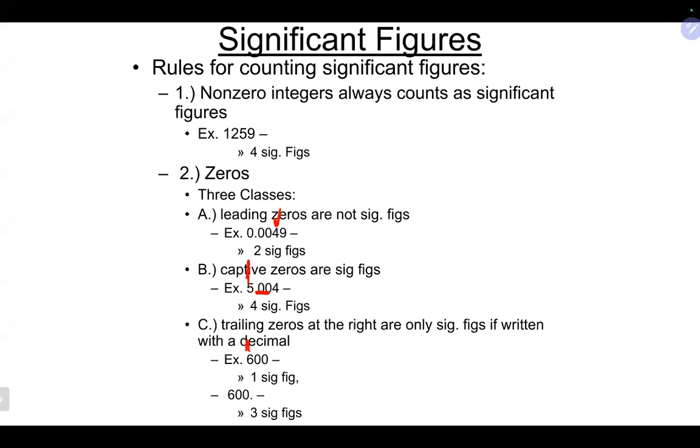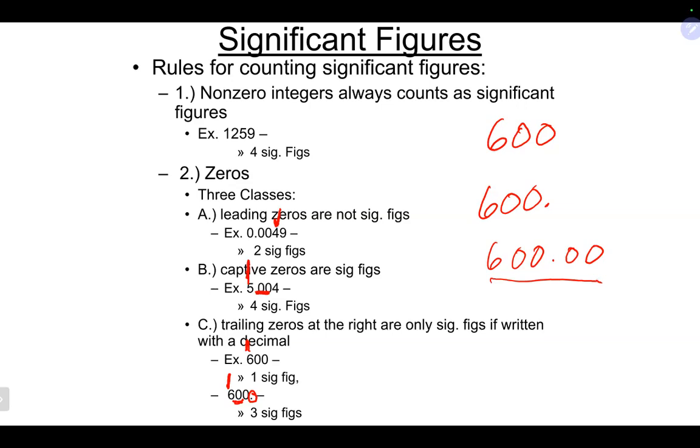If we wrote 600 with a decimal point at the end, it would now have 3 significant figures, starting counting here. Now these 2 zeros at the end are significant because of the decimal point that is there. So 600 like this, not significant. 600 like this, significant. This one would have how many significant figures? The last one that I wrote, this one would be 5. The 6 is significant, and all 4 of those zeros would be significant because there's a decimal point.